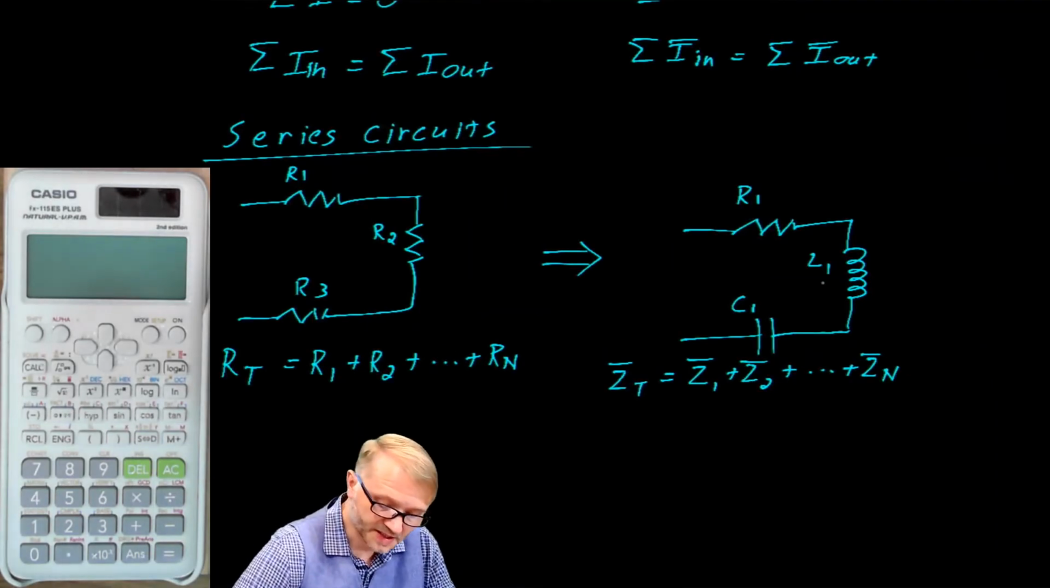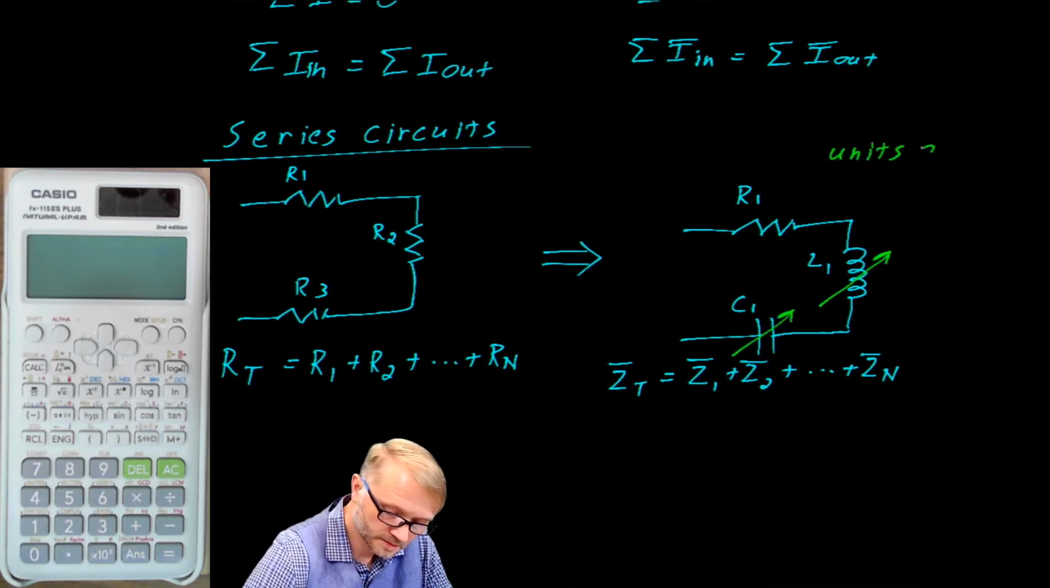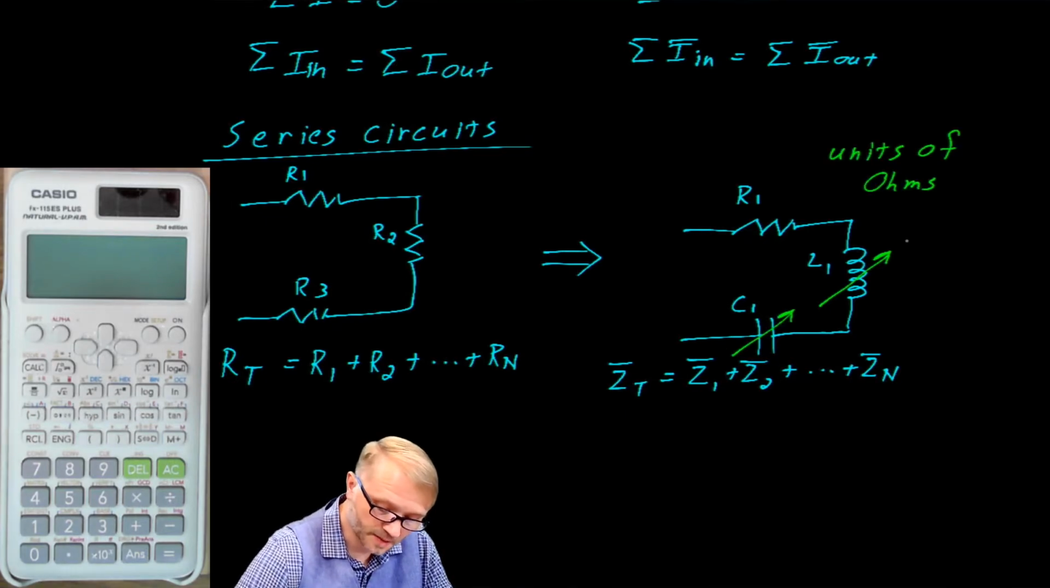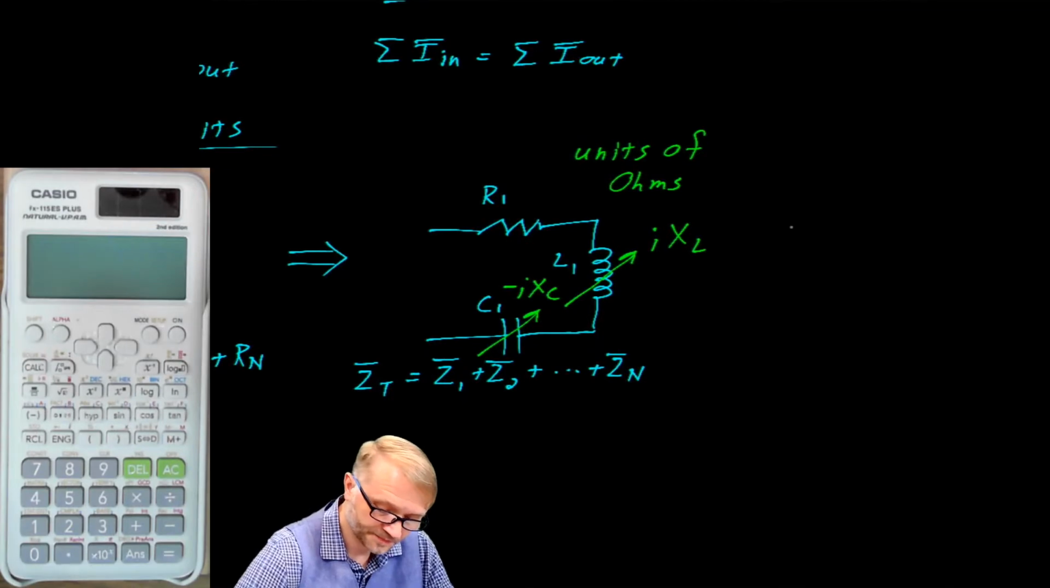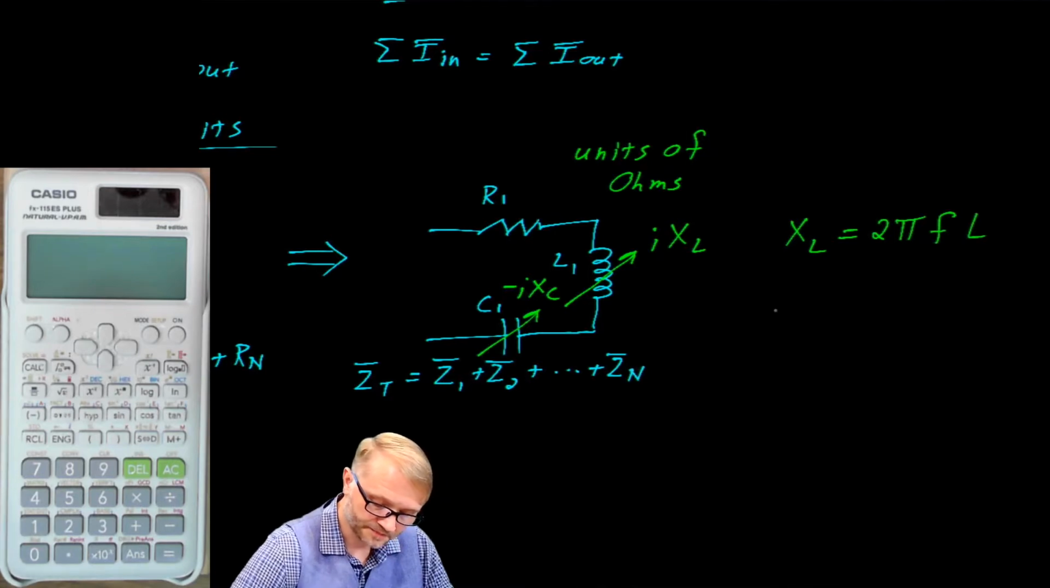Do be careful, as each of these must have units of ohms. Inductors become J times the inductive reactance, and capacitors become negative J times the capacitive reactance. Recall that the inductive reactance is 2 pi FL, and the capacitive reactance is 1 over 2 pi FC.